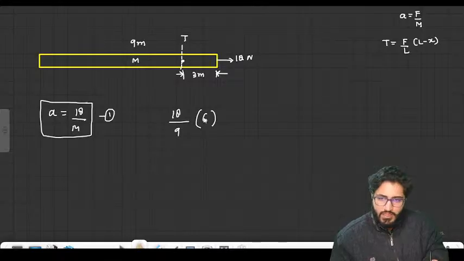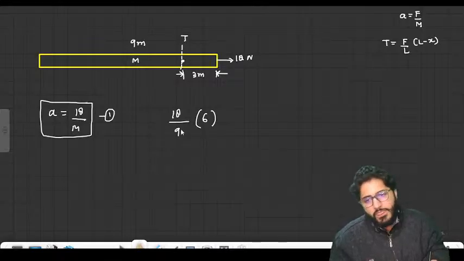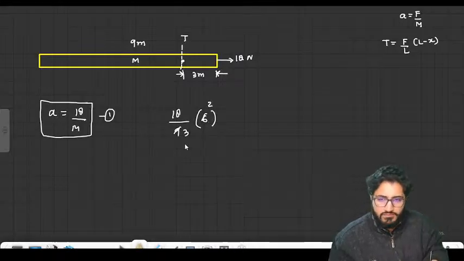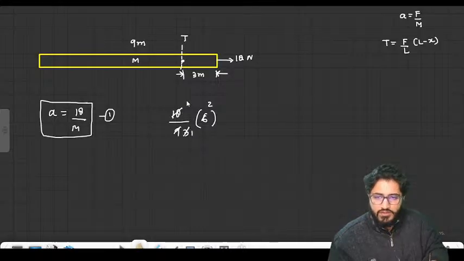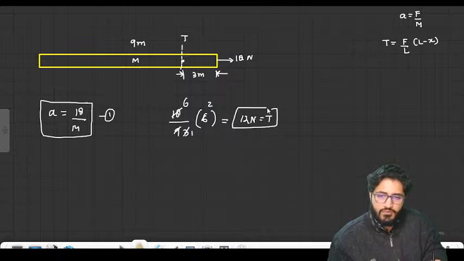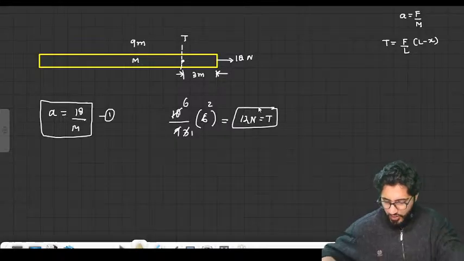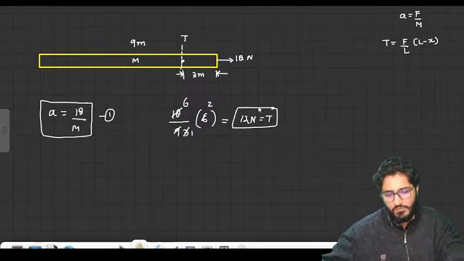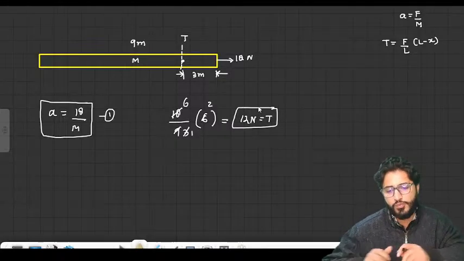Done? I can write here, look, 3 3s are 9, 3 2s are 6. 3 1 is 3, 3 6s are 18, 6 2s are 12. So 12 Newton is my tension. Easy or super easy?